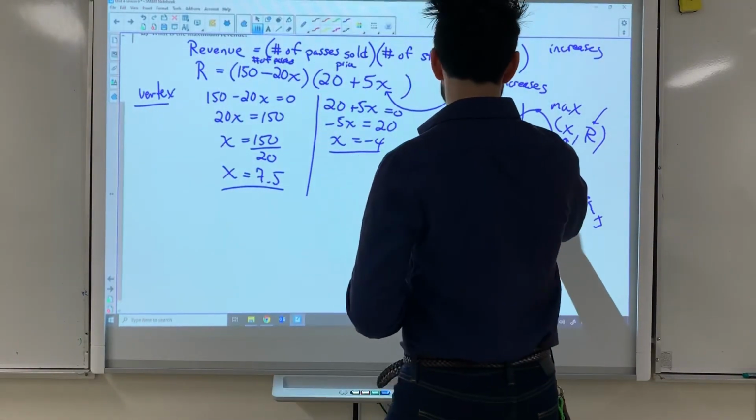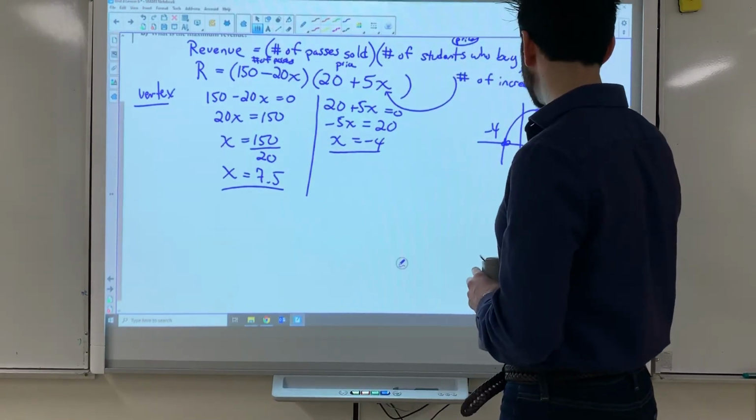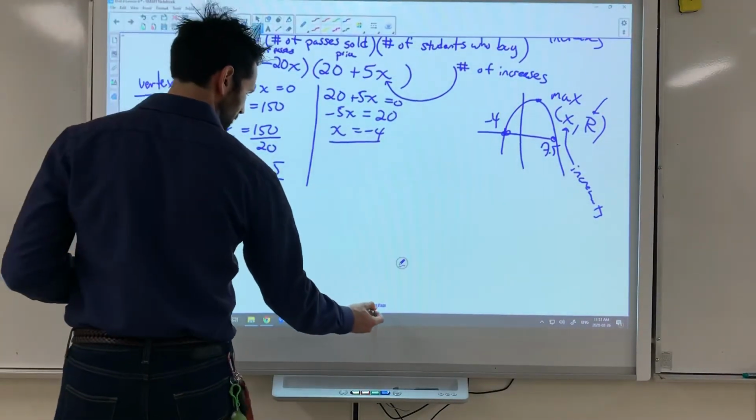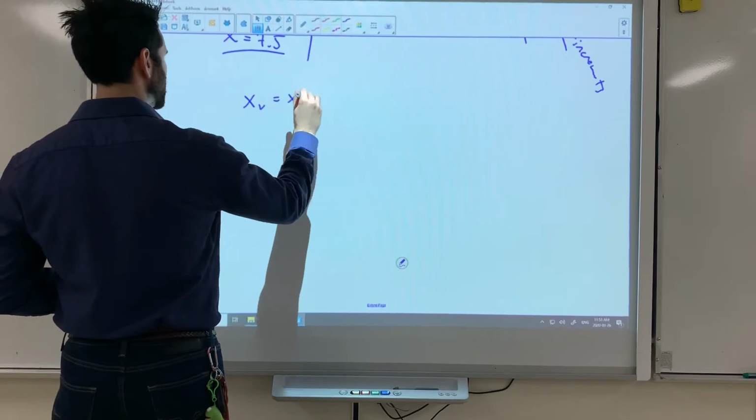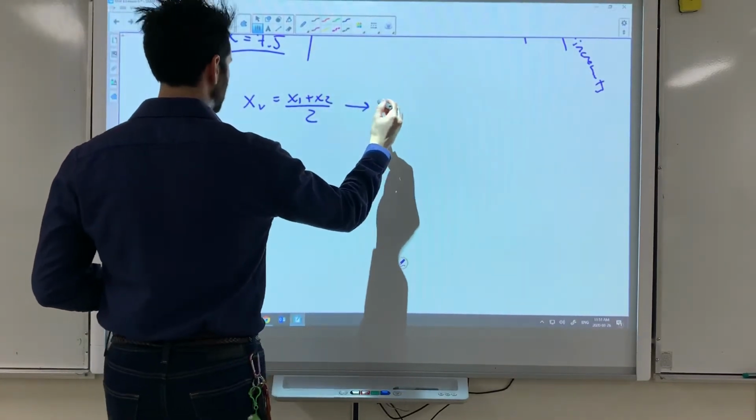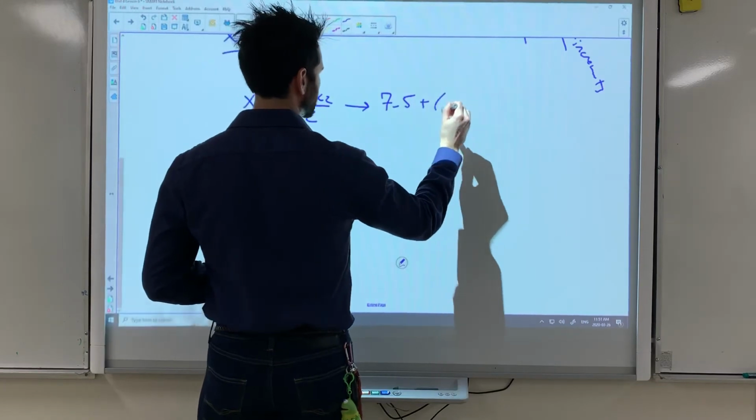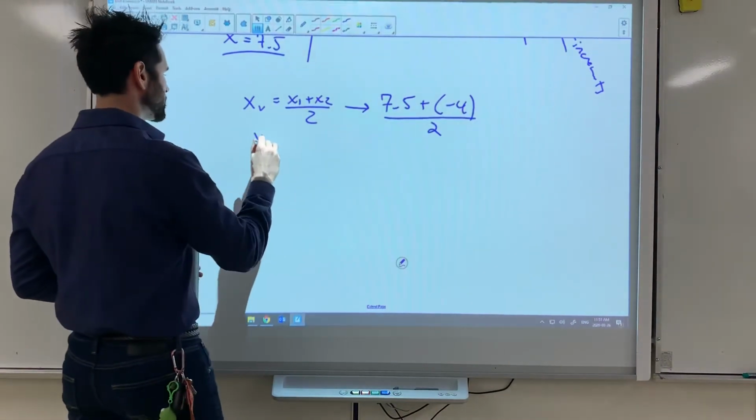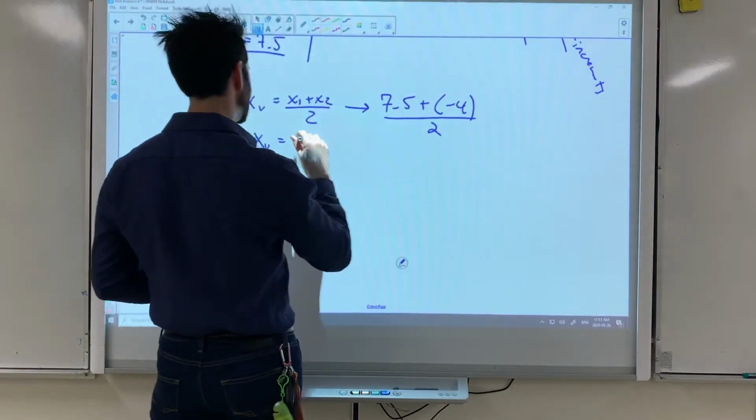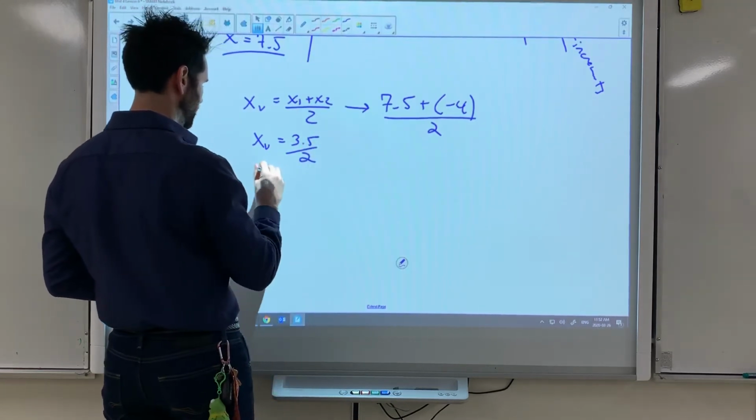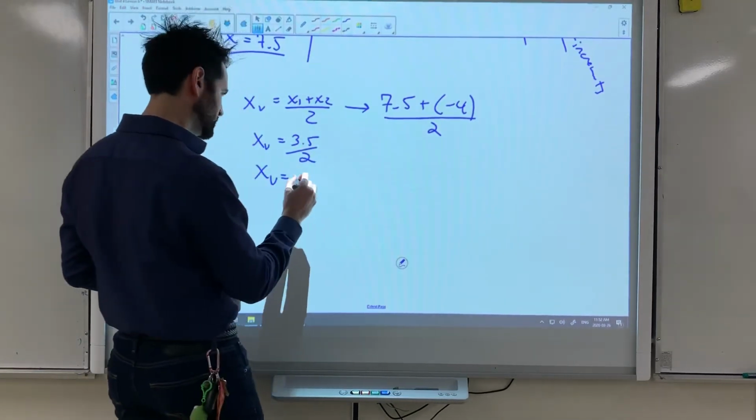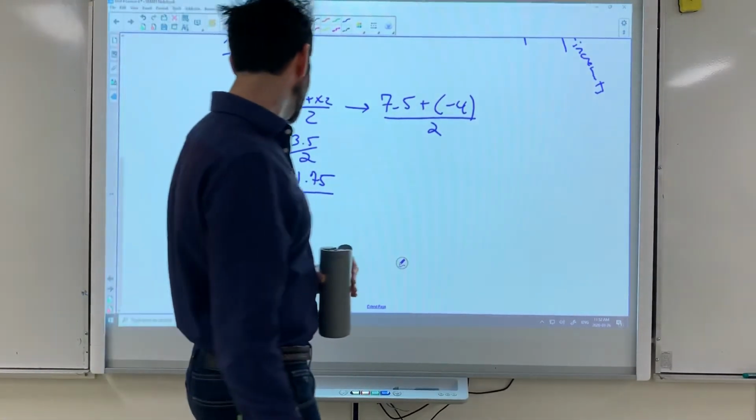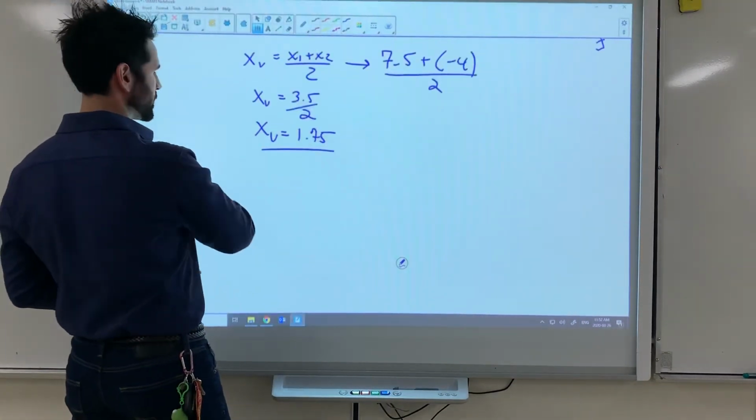So now I know, okay, that's negative 4. This one here is 7.5. I need to find the vertex which lies in between. So, use the formula from the other day, where the x value of the vertex is x1 plus x2 divided by 2. We're going to pop in our numbers. Let's quickly double check. It was negative 4 and 7.5. Yep. So the x value of the vertex, we're going to get 3.5 divided by 2. And I'll quickly check, is that 1.75? So that's the x value of the vertex. That is how many increases we're going to need to get our maximum revenue.